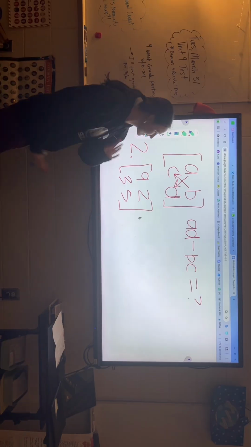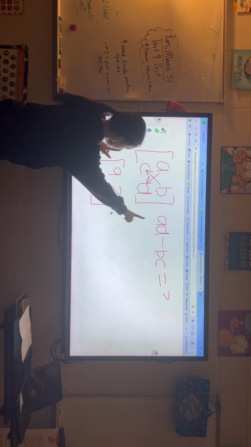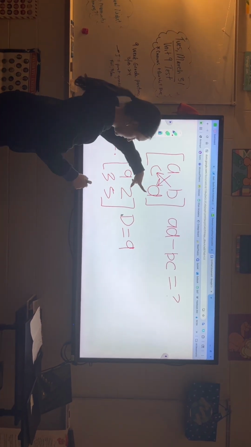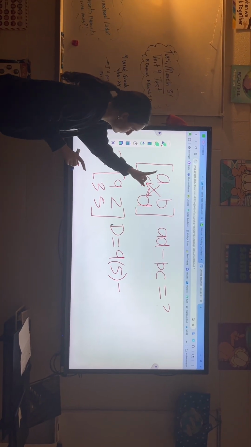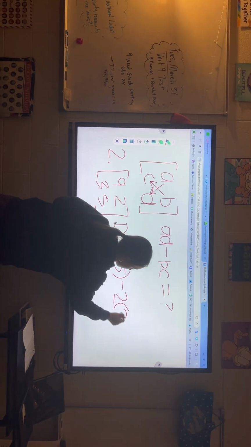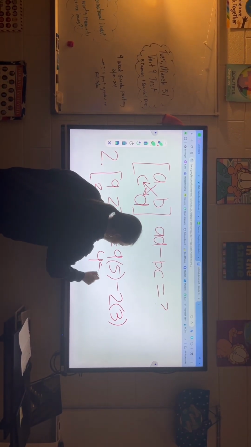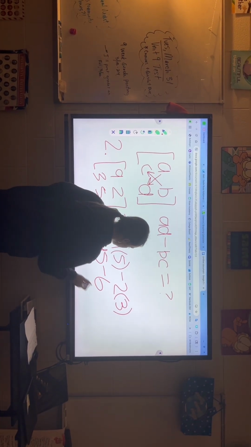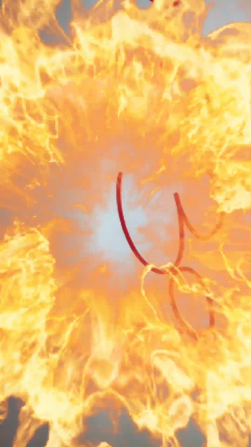The second problem we have here, we also have to follow this formula because this is a 2 by 2 matrix. A is equal to 9, so D for determinant is 9 times D, which is 5, subtract B, which is 2, times 3, which is C. If you multiply these together, 9 times 5 is 45, and then 2 times 3 is 6. So 45 minus 6 equals 39. And that's your answer: 39.